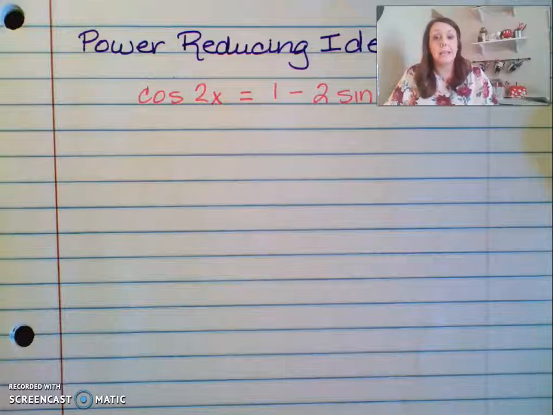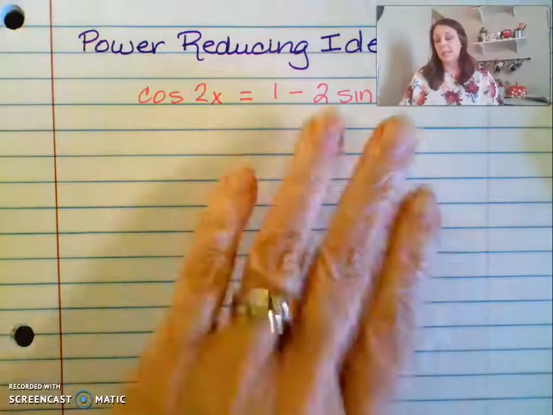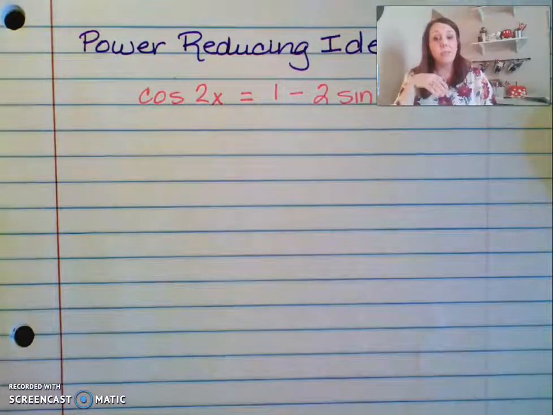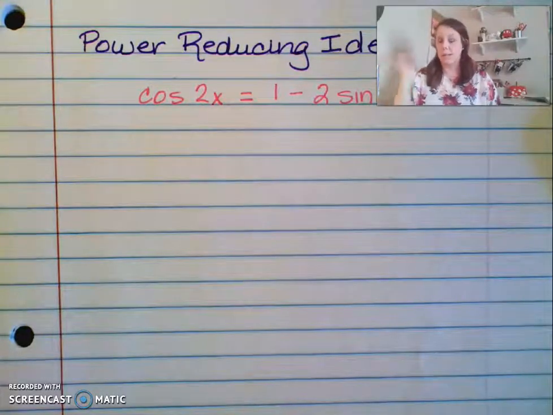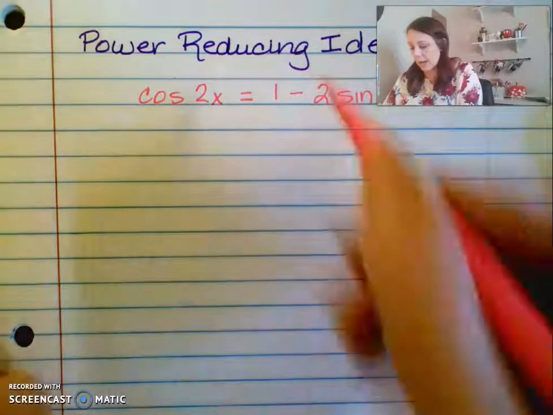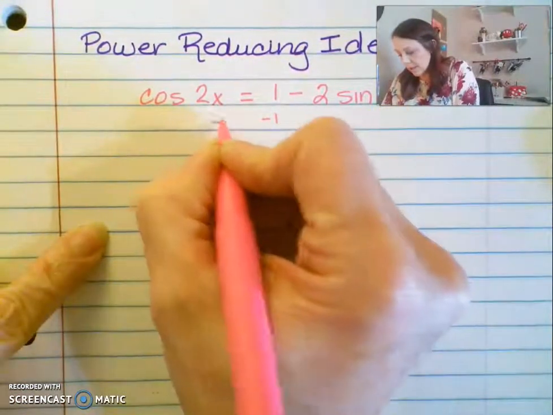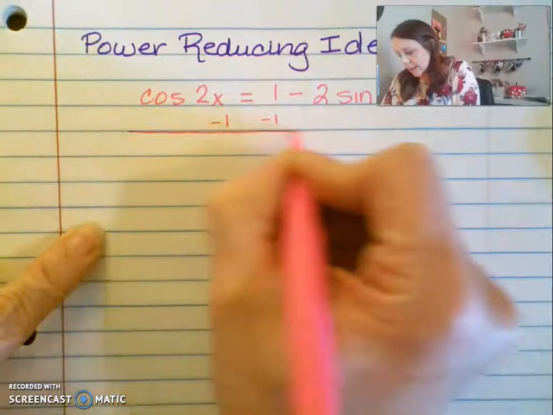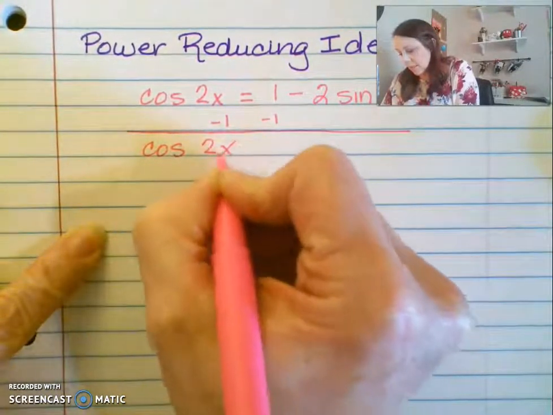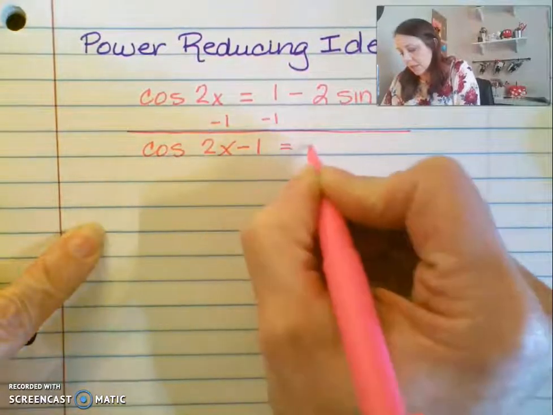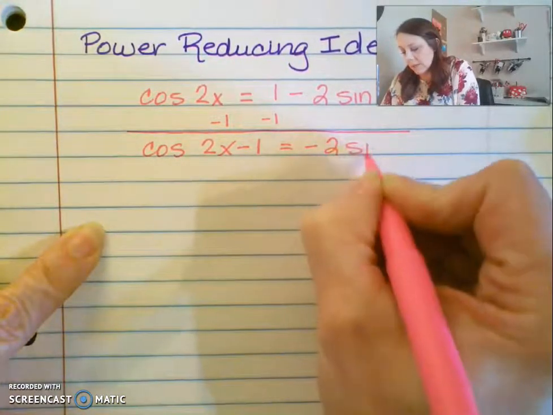So we want to isolate that sine squared x. In this case, to get the sine squared x by itself on the right side of the equation would mean that we would first need to get rid of this 1 that's in place. So we'll start by subtracting that 1 on both sides, which leaves us with the cosine of 2x minus 1 equals negative 2 times the sine squared of x.